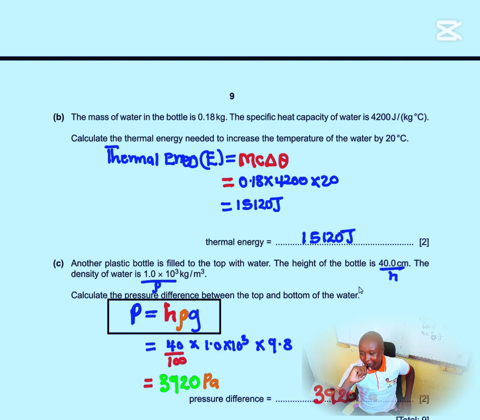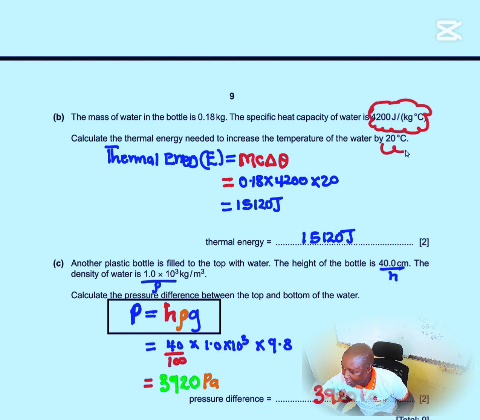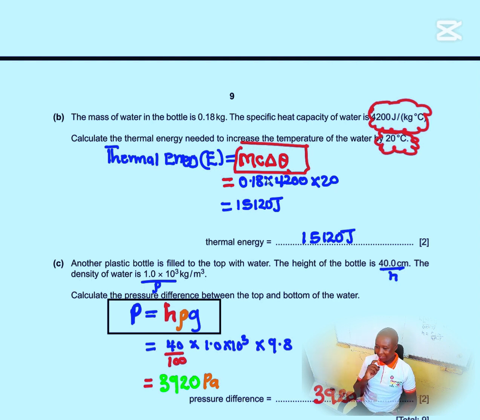In this particular question, we're given the mass, and we're given the specific heat capacity, which is given here, right? And then we're given the temperature change, which is going to be our data at this given point. So this is the formula we're going to apply. Once we substitute, we are going to get the answer, which is 15,120 joules of thermal energy.